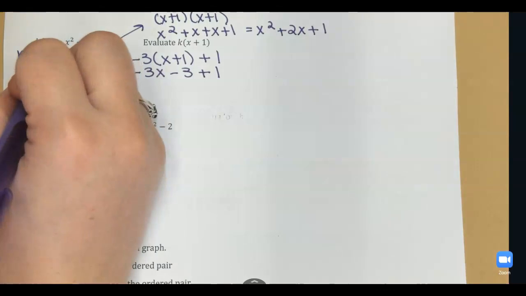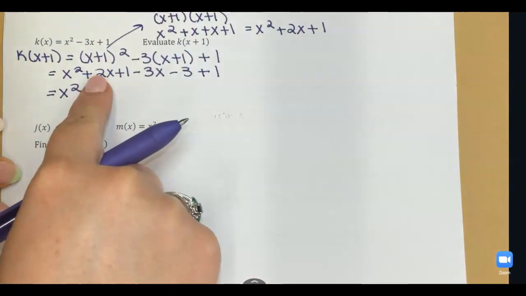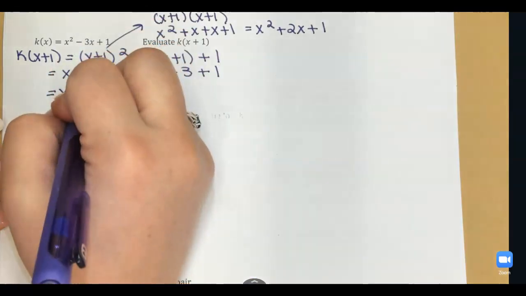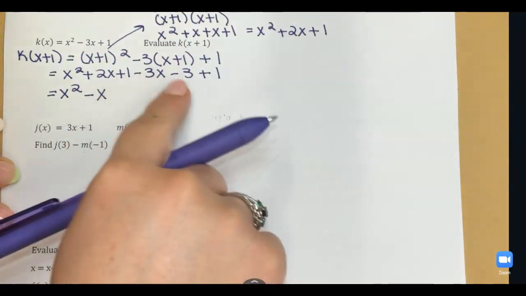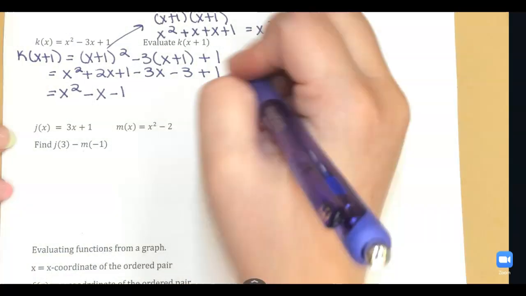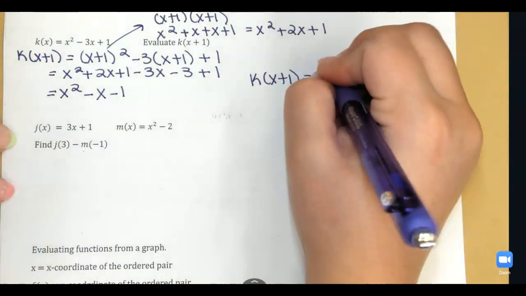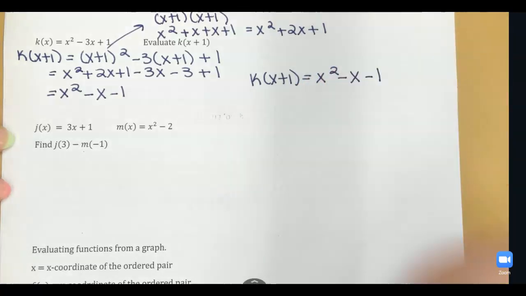Now I'm just going to combine my like terms. I don't have another x squared. 2x and -3x gives me -x. 1 minus 3 plus 1 gives me a -1. And so k of x plus 1 gives me x squared minus x minus 1.